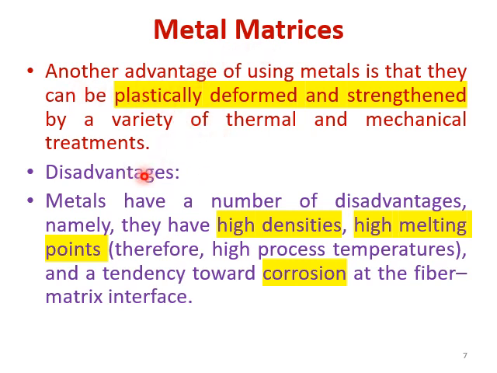There are certain disadvantages of metal matrix; metals have a number of disadvantages. First, one of the disadvantages is high density. If the density of the metal is higher, as it usually is, as we have seen in the last class, then the strength to weight ratio and modulus to weight ratio of the composite decreases.